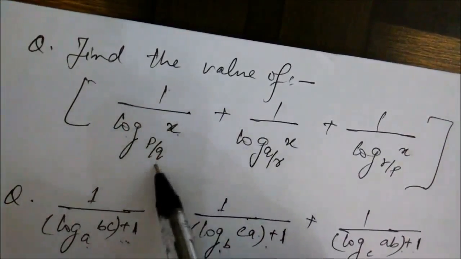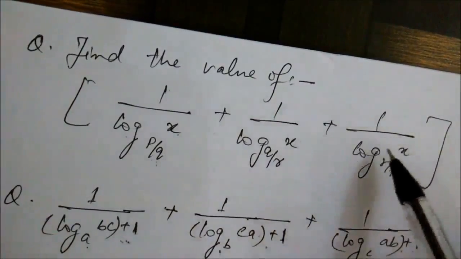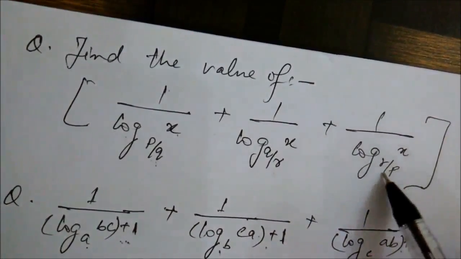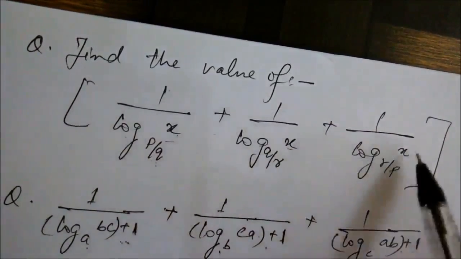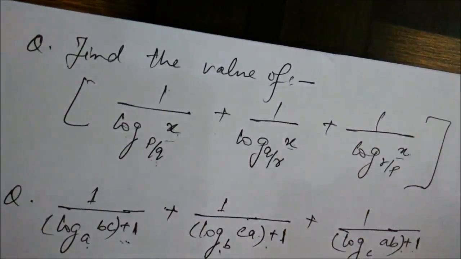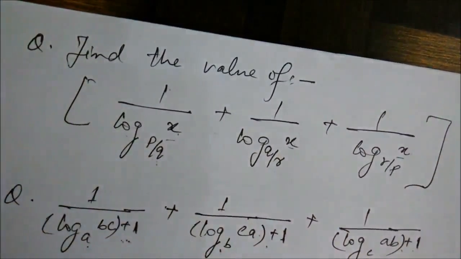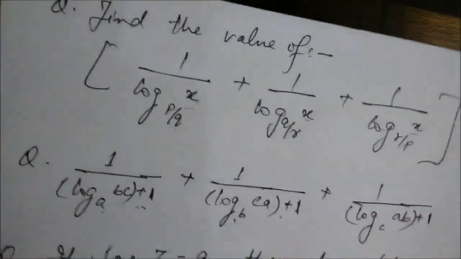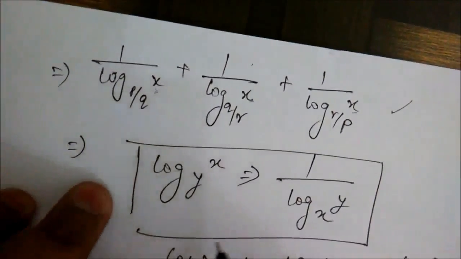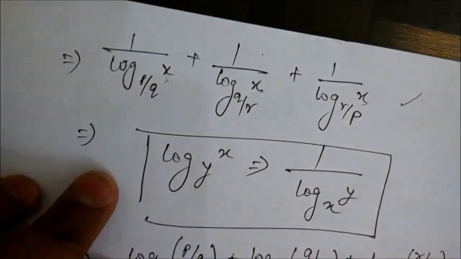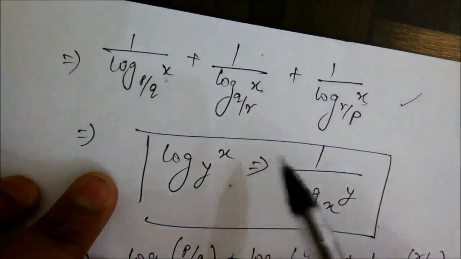1 by log x to the base p by q plus 1 by log x to the base q by r plus 1 by log x to the base r by p. We can see here that we have got x and we should try to get this x as the base so that we can get a common base and we can solve this question. So let's solve this question. As said, we need to use this base changing formula so that we can get this x as the base.